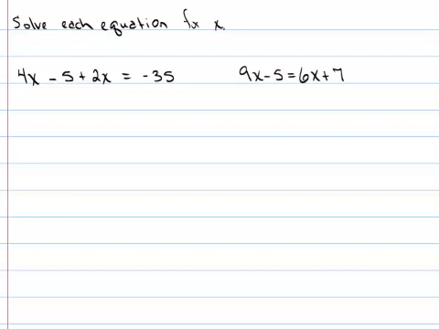Here we're being asked to solve each equation for x. We have two equations. Let's work with this one first. It says 4 times x minus 5 plus 2 times x equals negative 35.